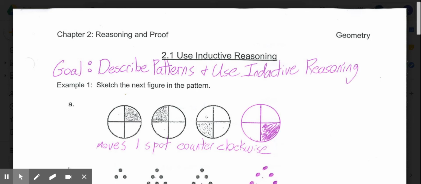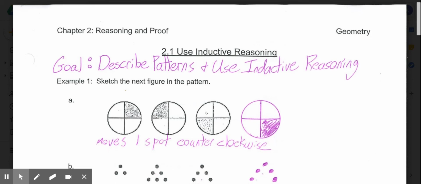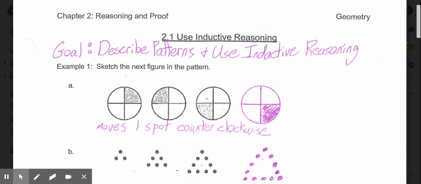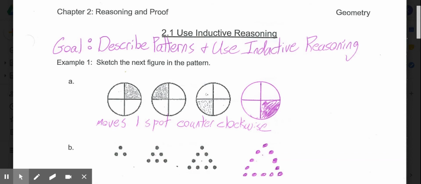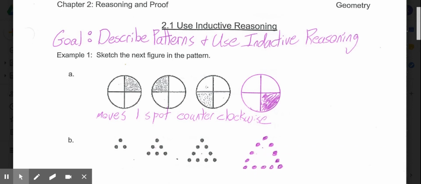In mathematics, you'll see that we typically have two types of reasoning that are our main approaches. We have inductive reasoning and deductive reasoning. So today we're just looking at inductive. Now, inductive reasoning we'll define in a little bit, but it has to deal with looking at patterns and making predictions or conclusions based on those patterns.